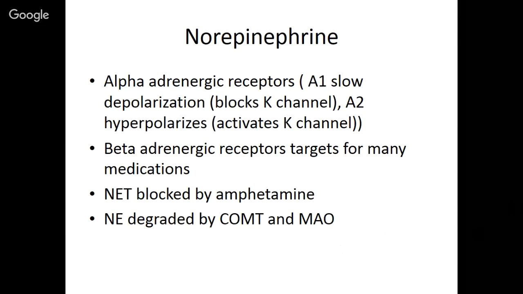And A2 hyperpolarizes as well. Beta adrenergic receptor targets are present for many medications, like blood pressure medicines as well. And norepinephrine transporters are blocked by amphetamine. So if you give somebody amphetamine, basically they're not recycling the norepinephrine. It stays out and eventually gets degraded by COMT and monoamine oxidase. So that's the effect of amphetamines, to have too much norepinephrine around. Amphetamine also, to some extent, blocks dopamine uptake.